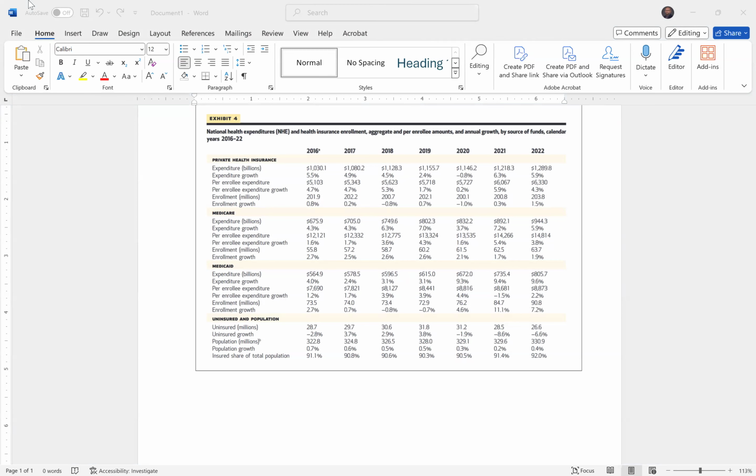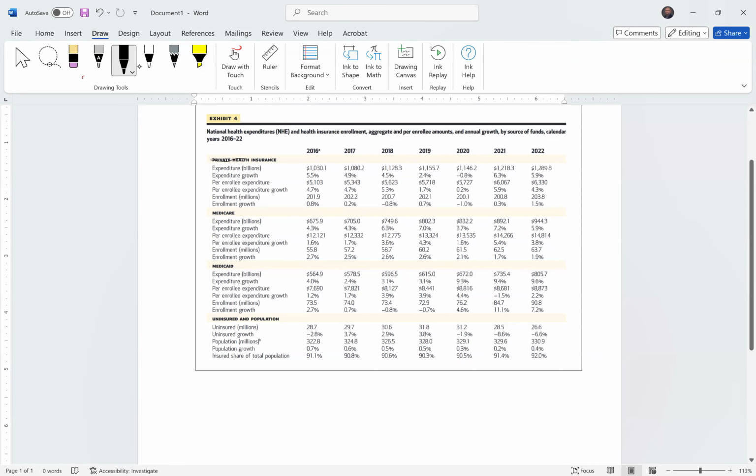Let's talk about the buckets here. Private health insurance. That's insurance that an employer primarily covers. Sorry about that, let's go here. There we go. In order to be covered under private health insurance, you or someone related to you has to have a full-time job that provides the health insurance.